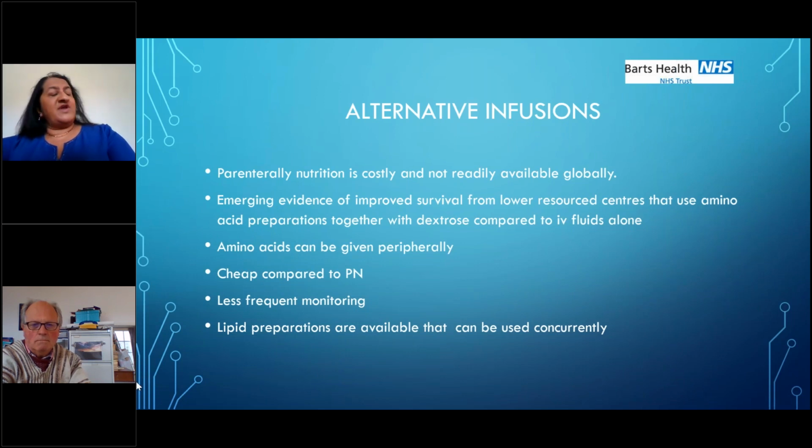So, the other issue to discuss was the fact that parenteral nutrition is costly and not readily available. However, data from Mexico had already shown that amino acid preparations were beneficial when combined with dextrose, and that they could be given peripherally. They were much cheaper and required less monitoring. There were also lipid preparations that could also be used.